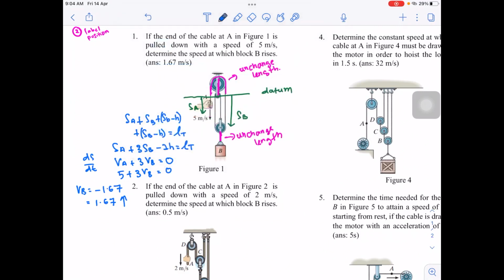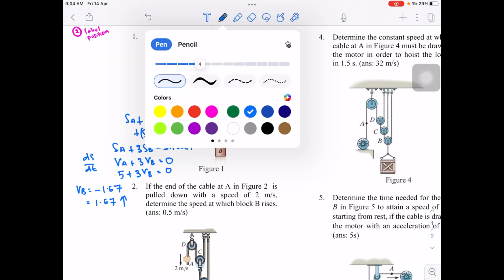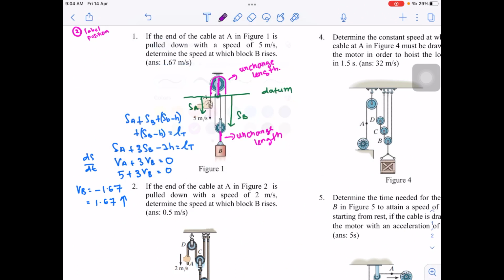Sama saja, tambah SA, this SA, yang pusing, pasal tu color lain lah menarik sikit. Warna purple. This one is, so you do SA plus yang ini, okay, plus ini juga SB, ini juga SB, okay, SB.